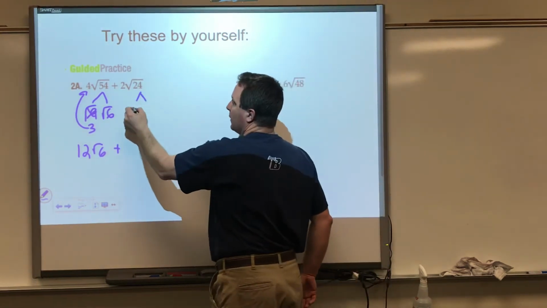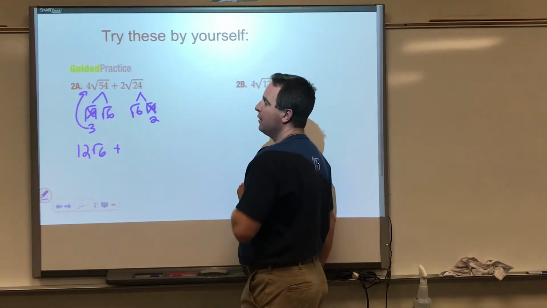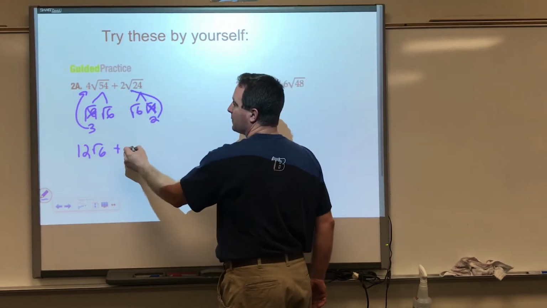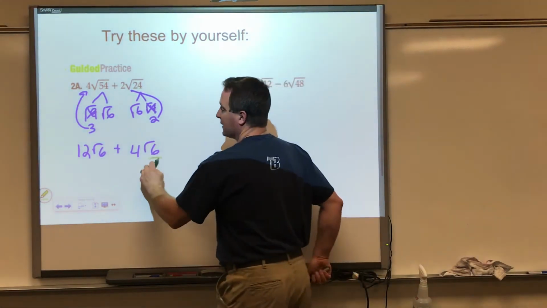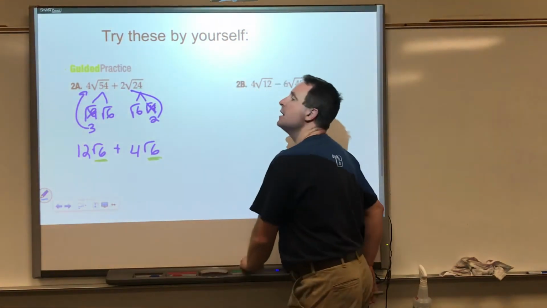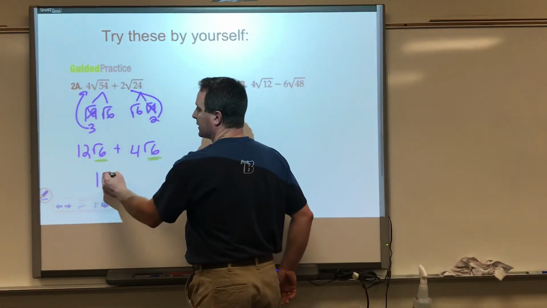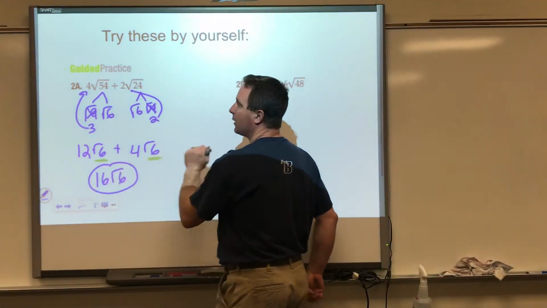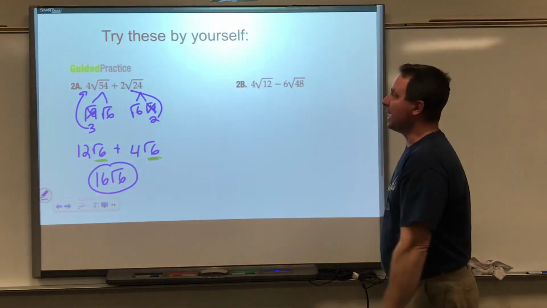This one, the two black ones on your factor sheet are 6 and 4. 4 turns into 2, and 2 times 2 is 4 square roots of 6. Once again, they didn't start out looking the same, but they turn into two that are the same. 12 plus 4 is 16 square roots of 6. Okay, good.